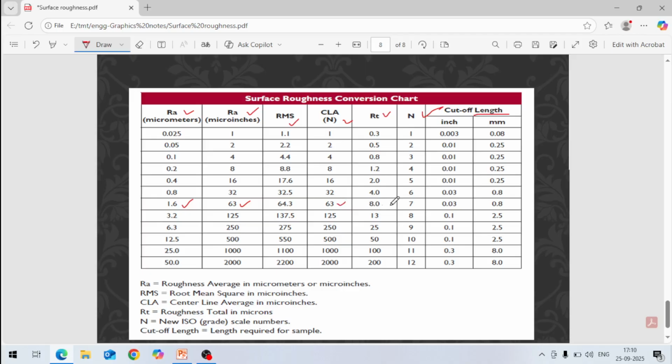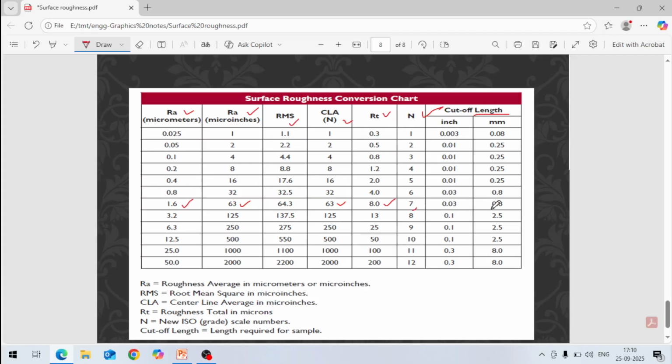And this RT is the total. The total is given as 8.0. Here this 8.0 is in microns. This was in micro inches. These values 63, 64, 63 are in micro inches, whereas this is in microns, RT, 8 micron, and here it is 1.6 micron. So this RT total value is approximately 5 times more. And this grade is N7. We can write N7 there like this.